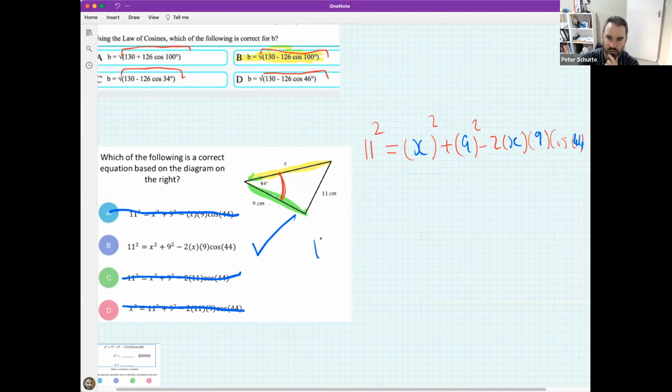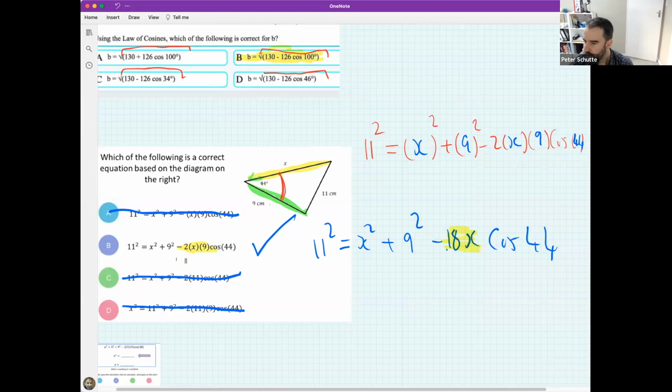And you could even, it wouldn't be wrong, write this as minus 18x times the cos of 44, because 2 times x times 9 would just give you the 18x. I'm just doing this for fun. Anyway, that was just a bonus.